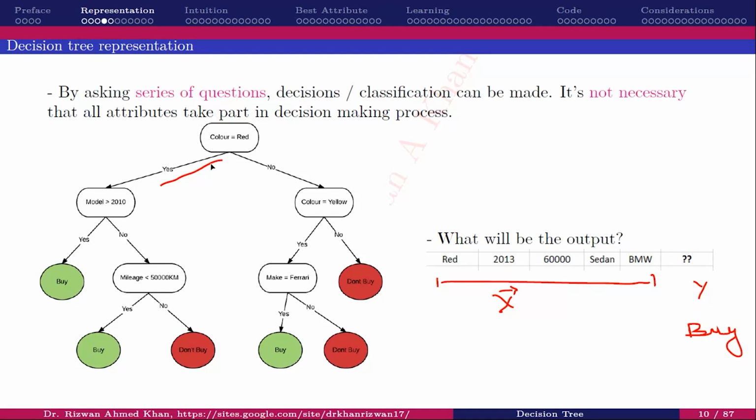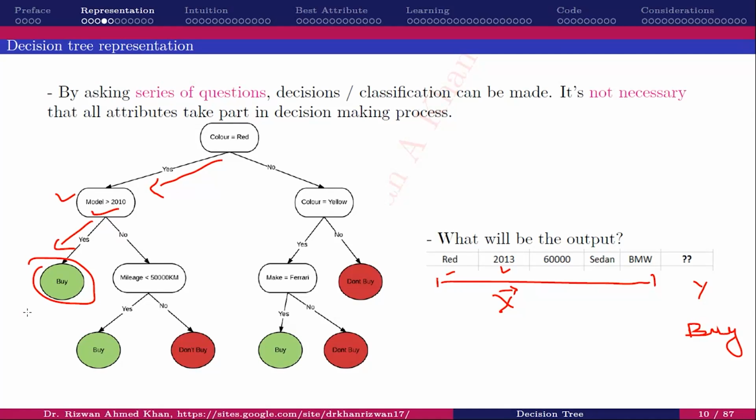Okay, right. It is very intuitive to explain, like Iman was explaining. The first question, according to this decision tree, is to check color. If color is red, we'll follow this branch, which is on the left side of the tree. The next question we are going to ask is about the model. Don't buy actually, no, it will be. I'll explain why. According to this tree, we are at red, then the model is greater than 2010 because the model is given as 2013 in our example. So we reach here, again true, and the decision is buy.